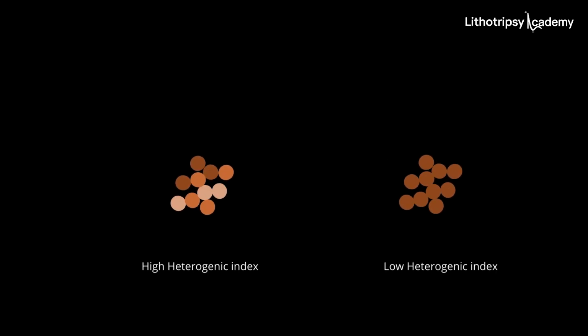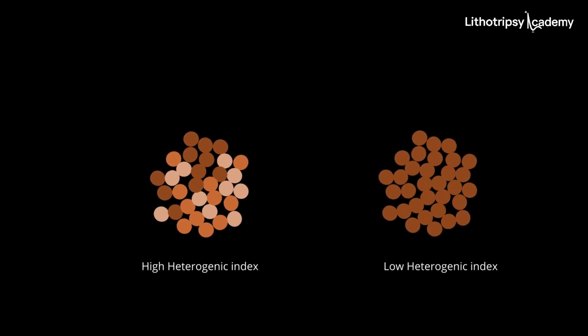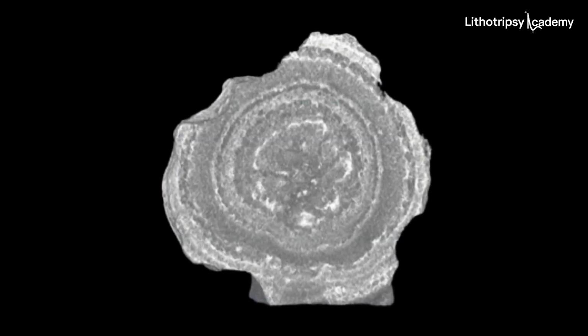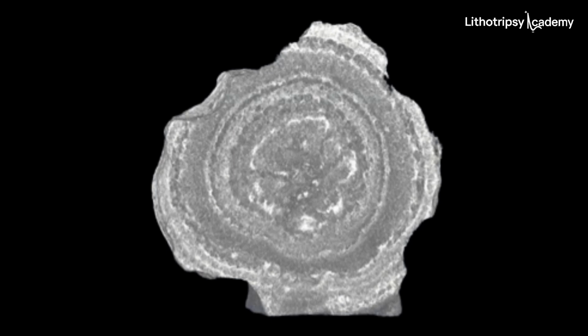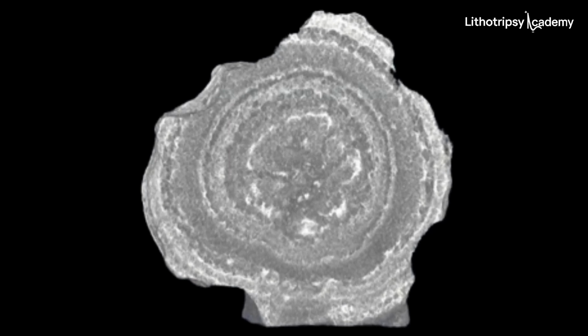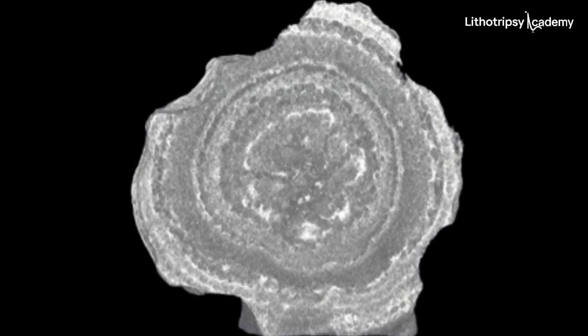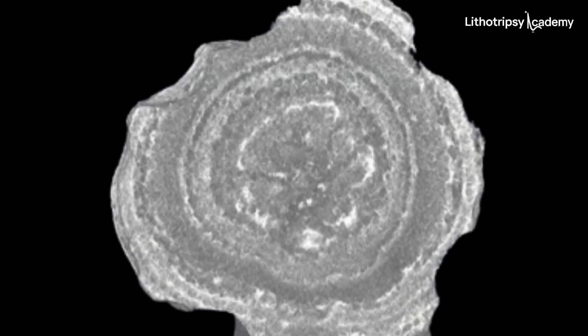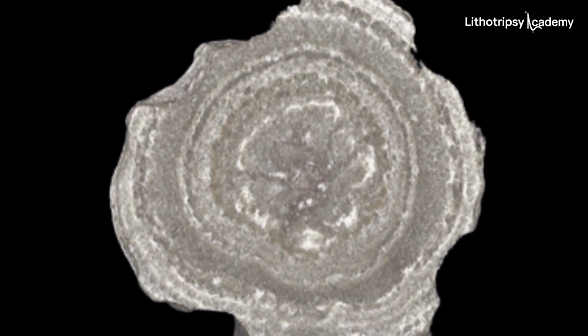A stone with many different densities has a high heterogeneity index. A stone that is uniform throughout has a low one. Micro-CT imaging has helped us understand why this matters. When we look at stones under micro-CT, we see that they are not solid blocks. They are built in concentric layers, almost like the rings of a tree. Each layer has a different mineral composition and therefore a different Hounsfield unit.